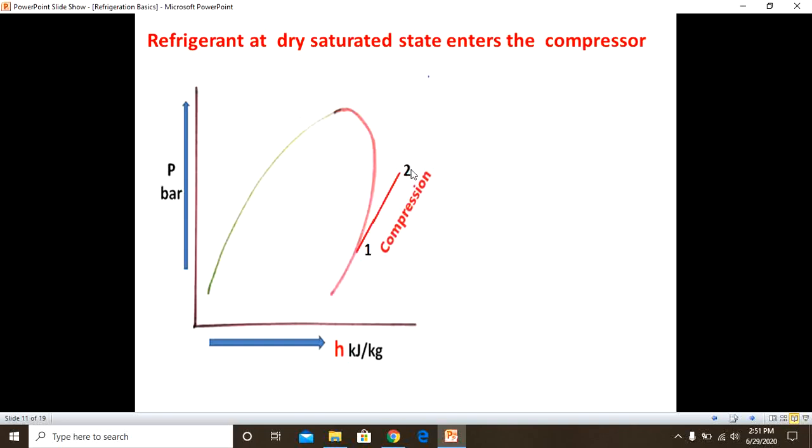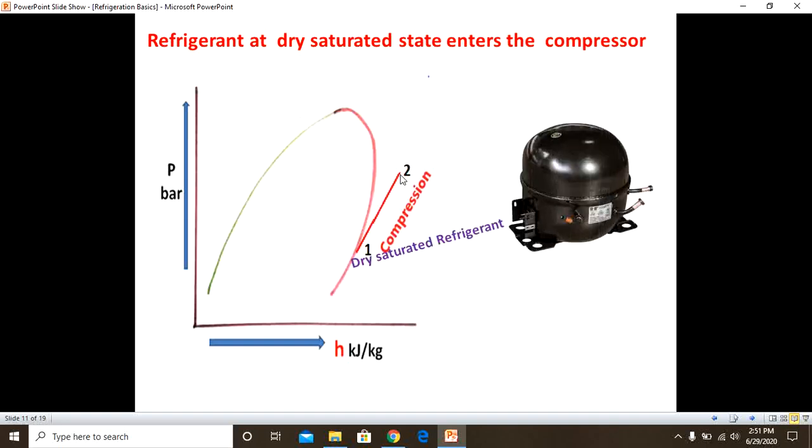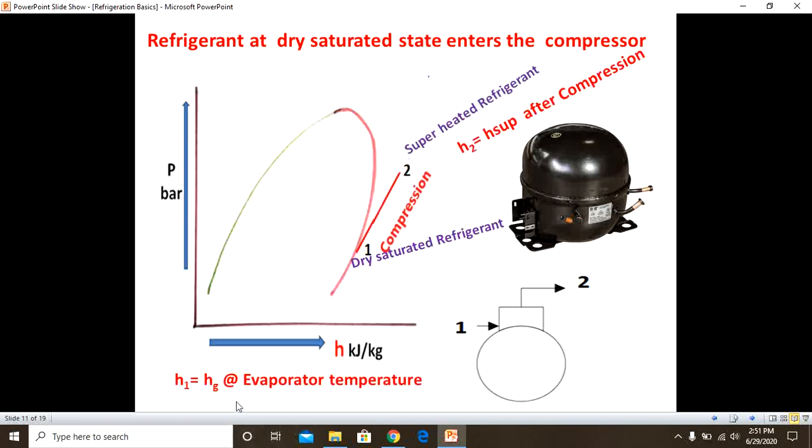From 1 to 2 it is compressing the refrigerant which comes out of the evaporator. It will be dry saturated, and then it will be compressed to the superheated point, from dry saturated to superheated by using the compressor. See, this is 1 to 2, it gets compressed to superheated, and here the enthalpy is H1, that is the dry saturated point. Your enthalpy is the dry saturated enthalpy only, Hg, and here it will be superheated after compression.